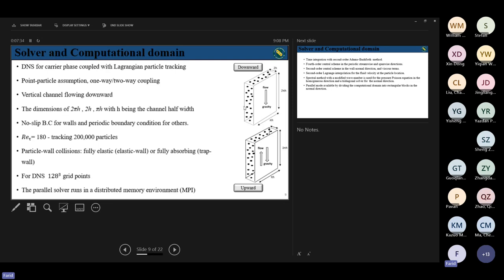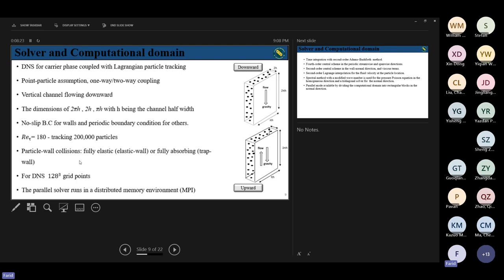The dimension of the computational domain that you can see here is 2 pi h, 2 h, and pi h in the streamwise, normal, and spanwise directions, with h being the channel half width. We have no slip boundary condition for walls and periodic boundary condition for the other directions, streamwise and spanwise, and the friction Reynolds number is 180. We are tracking 200,000 particles inside the channel. Particle wall collision can be assumed as fully elastic, which we call elastic wall, or fully absorbing, which we call trap wall, which means that when a particle hits the wall, we just take it out of the domain and replace it with a new particle in a random location inside the channel.